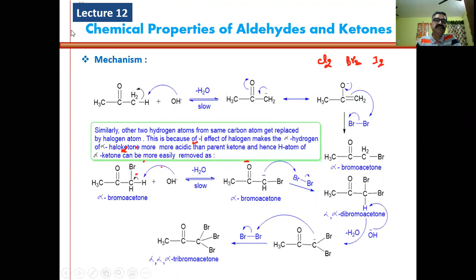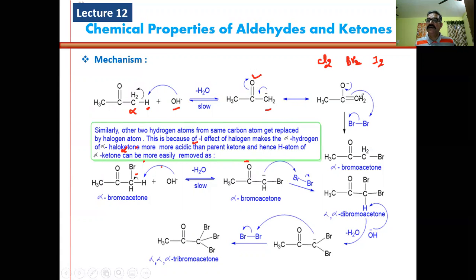It is base induced. What happens? As you know, the alpha hydrogen atoms of the aldehyde and ketones are acidic in nature. So base removes alpha hydrogen, which is acidic, and form carbonyl. The carbonyl is resonance stabilized. It form the enol ion. The enol ion, as I told you earlier, enol form is less stable because this negative charge will repel back the pi electron cloud, and when it move back, enol form tries to move back to the carbonyl form, keto form. It is called keto-enol tautomerism.